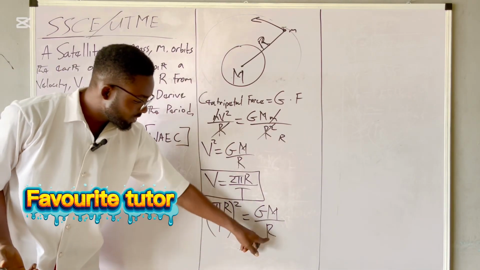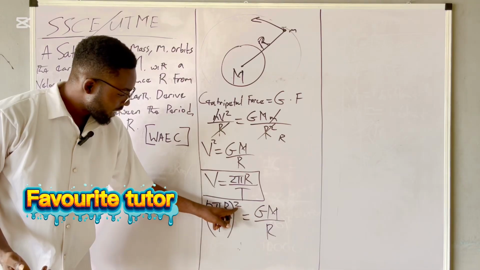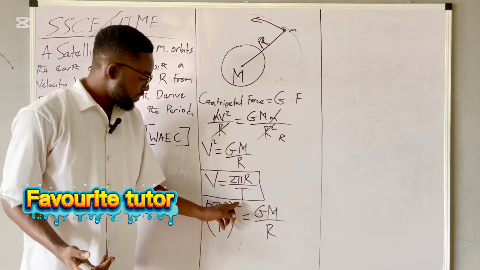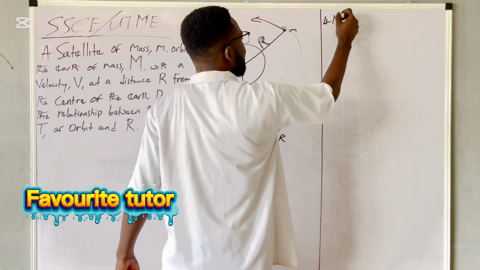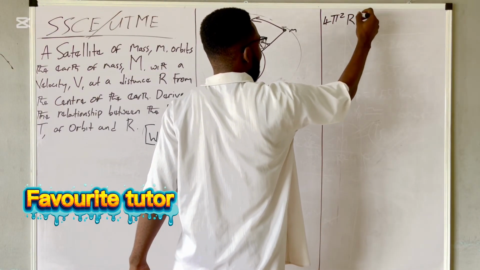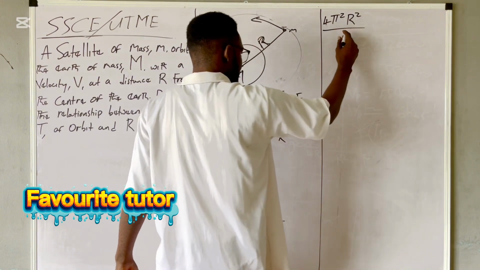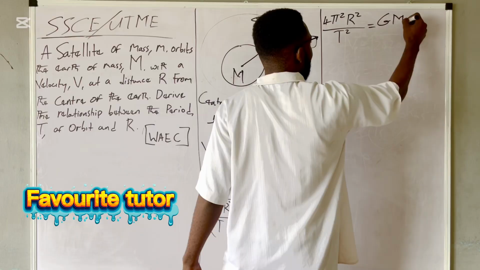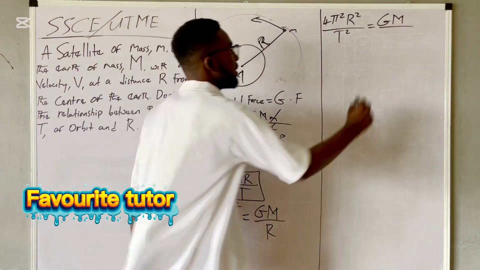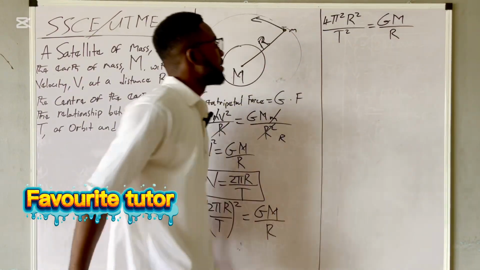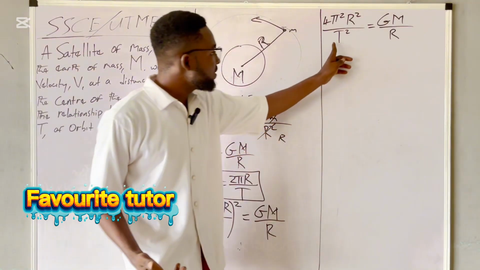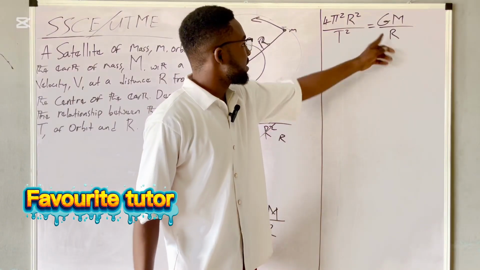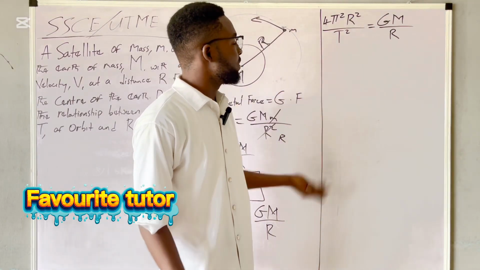Okay, now this looks more simple. We just have to look for the relationship between these two. So this square right here applies to everything here. That is 2 raised to the power of 2 is 4, pi squared, r squared, all over T squared, is equal to GM over r. Now we have the period. Now we have the distance. So we just make the period the subject of the formula.